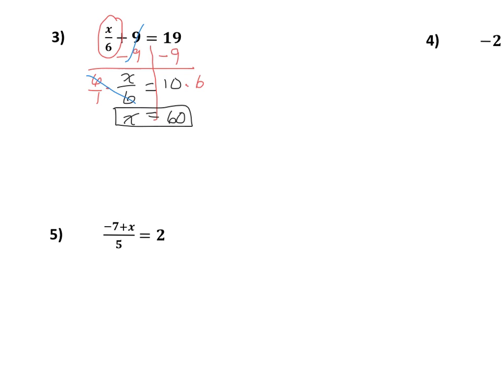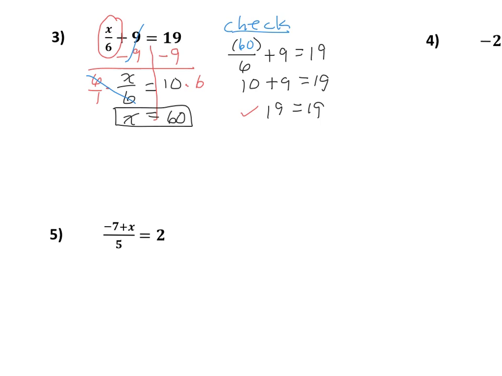And let's check that. So again, I'm going to start with this original problem, but instead of x, I'm going to put in substitution parentheses. So here's our check. So parentheses over 6 plus 9 equals 19. So instead of x, we're putting in 60. So then 60 divided by 6 is 10, plus 9 should equal 19. 10 plus 9 is 19, and that does indeed equal 19. It checks.